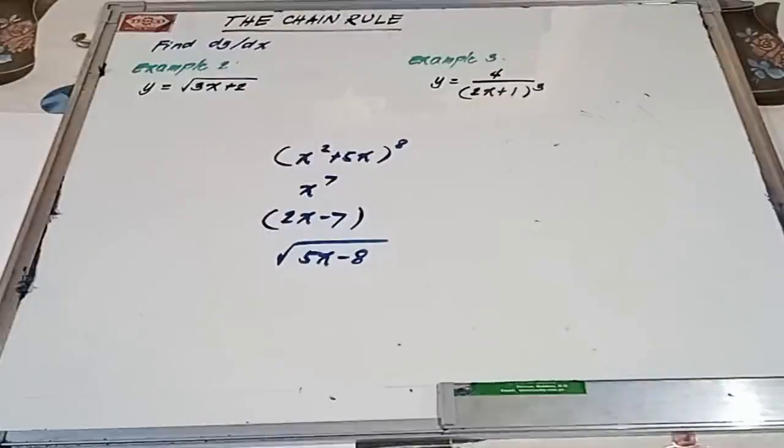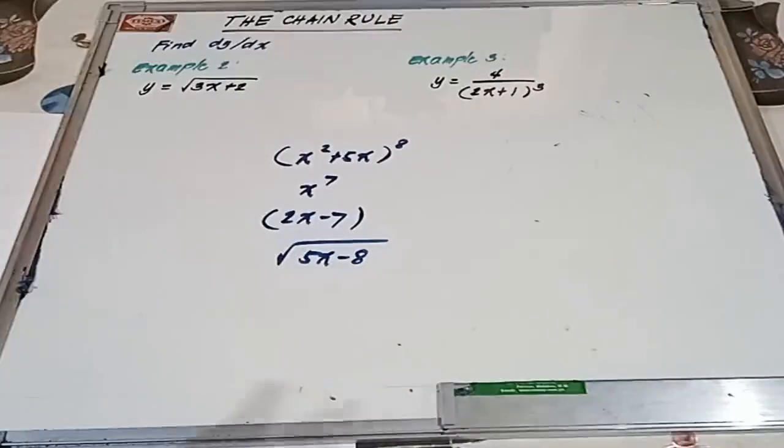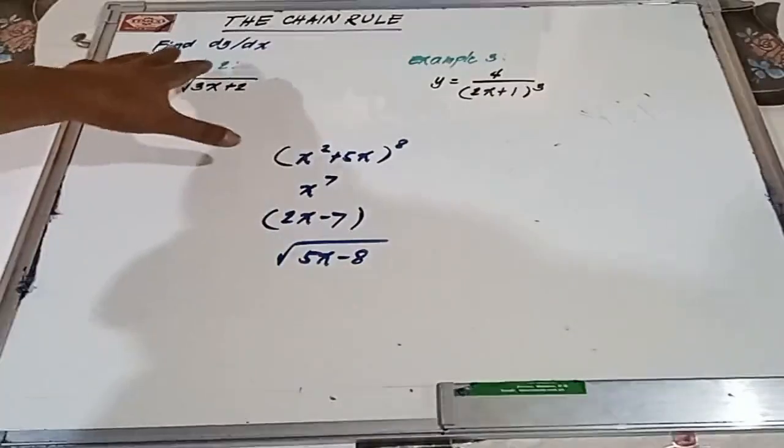Okay, so dito pa rin tayo sa topic na chain rule. At meron ako ditong two examples. Example 2 is example number 3. The second example is y equals square root of 3x plus 2. The second one is y equals 4 over cube of 2x plus 1. Ang alamin natin is dy over dx.